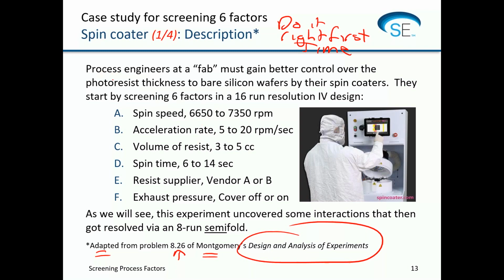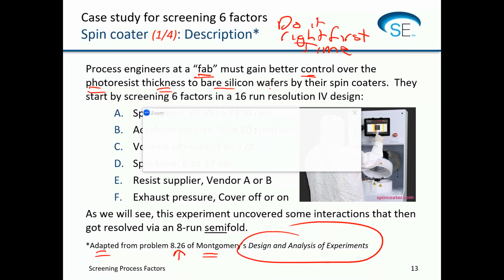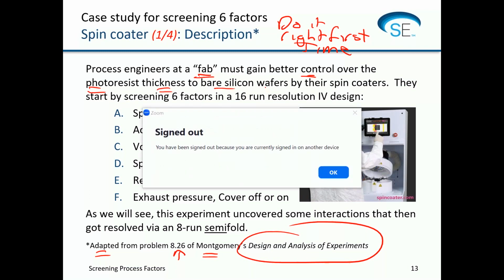So he had done quite a bit of work. It might have been after he went to Arizona State, with engineers that are working at fabs, which are making these silicon wafers. And in this particular study, they were looking at applying a photoresist, and they wanted to get control over the thickness of that, being applied to a bare silicon wafer.